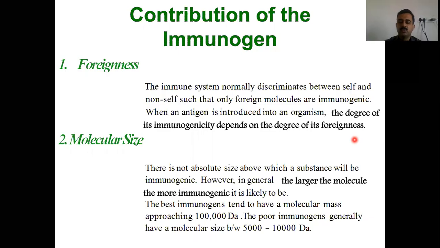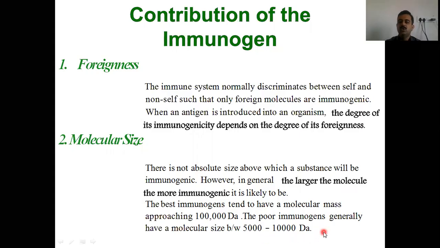Second property is molecular size. There is no absolute size above which a substance is immunogenic. However, in general, the larger the molecule, the more immunogenicity it has. The best immunogens tend to have a molecular mass approaching 1 lakh Dalton. The poor immunogens have a molecular size of 5,000 to 10,000 Dalton.